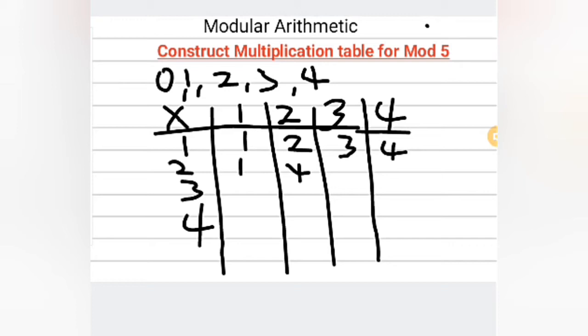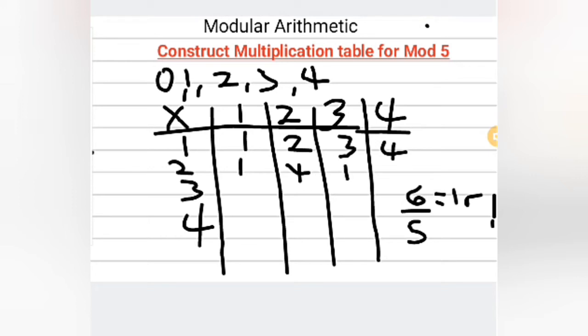2 times 3. Here now we have 2 times 3, which is going to give 6. So in doing that, we have 6. Don't forget that we can't write 6. You are dividing by the modulus number, which is 5. And that is going to give us 1 remainder 1. And you are writing down this remainder. So that means you are writing 1 here.